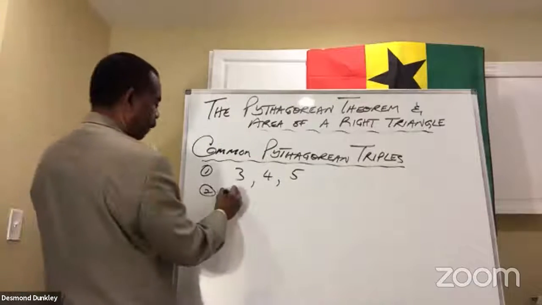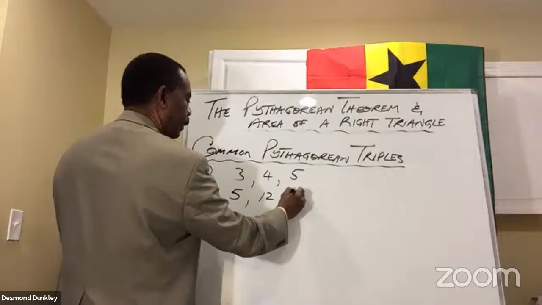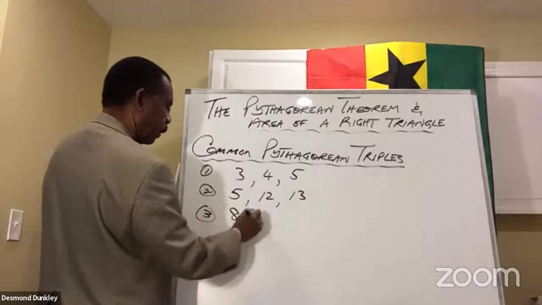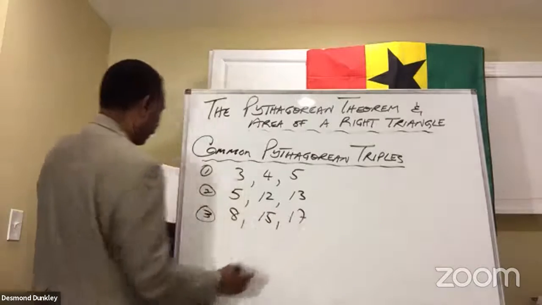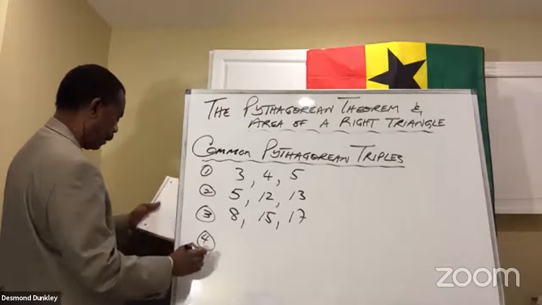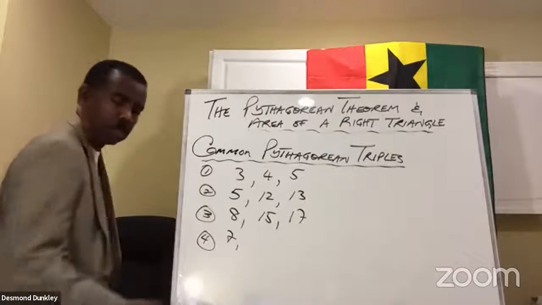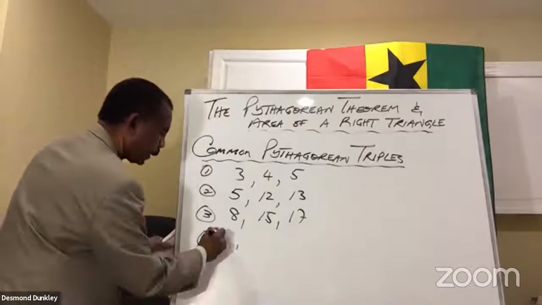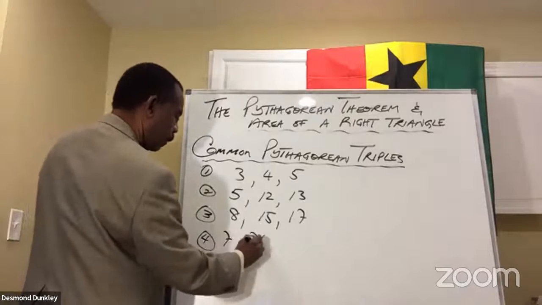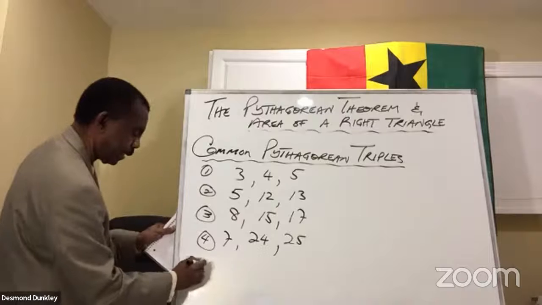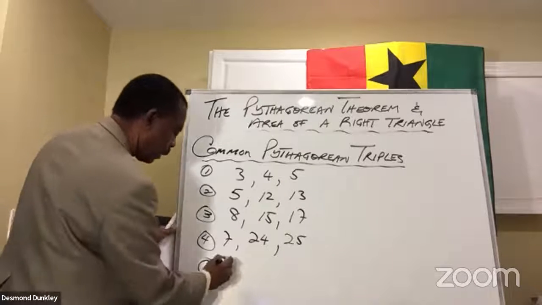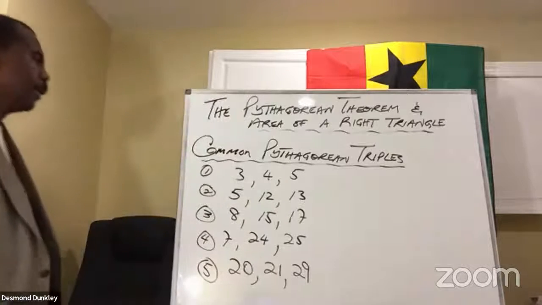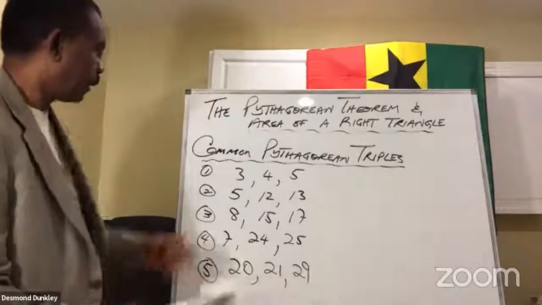Next one is 5, 12, and 13. Next one is 8, 15, and 17. The next one is 7, 24, and 25. And finally, this one is 20, 21, and 29. Those are very common, especially these first two.